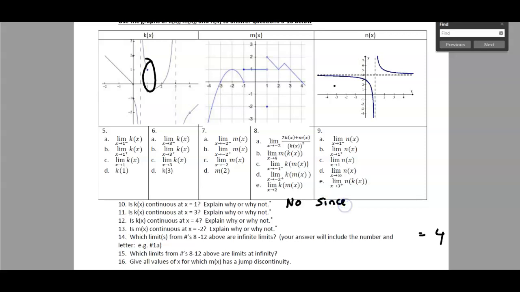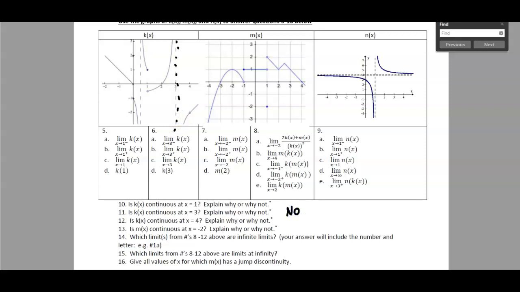Now, when you're writing these out, you guys, it's important that you use the right numbers and letters here. So, for instance, you have to put a k of x here. Don't forget and accidentally put an f of x. And then also, you need to make sure you have the right number here. We're approaching 1. So, no, since the limit of k of x as x approaches 1 does not exist. That would be our answer to number 10. Let's take a look at 11. Is k of x continuous at 3? Well, 3 was where we had that vertical asymptote, and once again, that's a no.